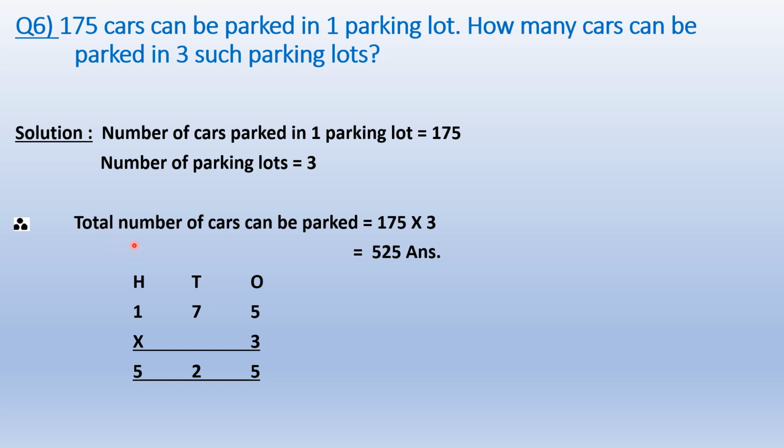Therefore, total number of cars that can be parked. So we can park more cars, no? In 3 parking lots, we can park more cars. So we will do multiplication here. We will multiply this 175 and this 3. 175 multiplied by 3. Do here: 3 5s are 15, 5 carry 1. 3 7s are 21 plus 1, 22. So write here 2 carry 2. 3 1s are 3 plus 2, 5. So 525 cars can be parked in 3 such parking lots.